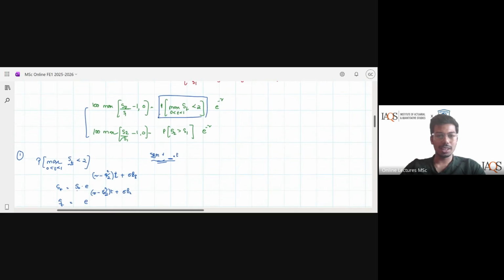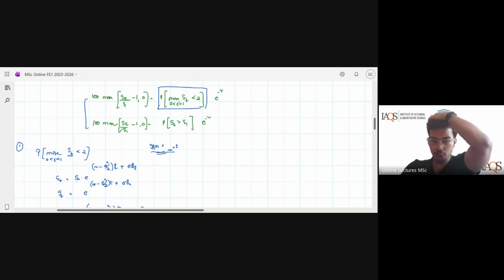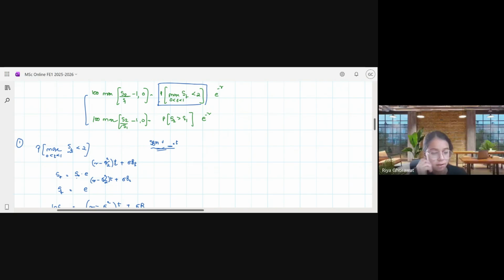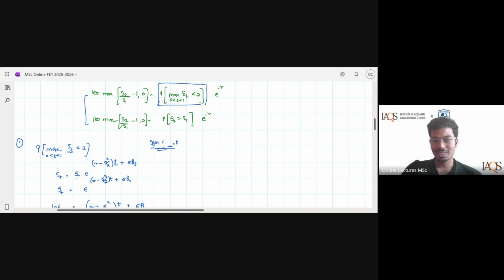So after writing it separately, as I said, we started with the calculation of the first probability, which is max of 0 to t to 1, St less than 2. This looks like our equation, but we have to bring it in the form that the equation is in, ps plus something into time. So we started with bringing it in that particular form. So how did we get this equation? ST is equal to S0 e to the power, share price process, Ito's lemma.